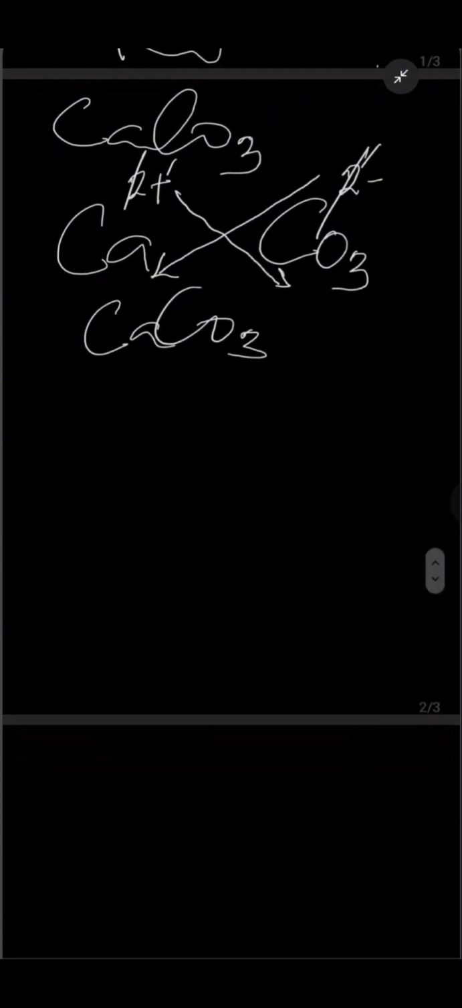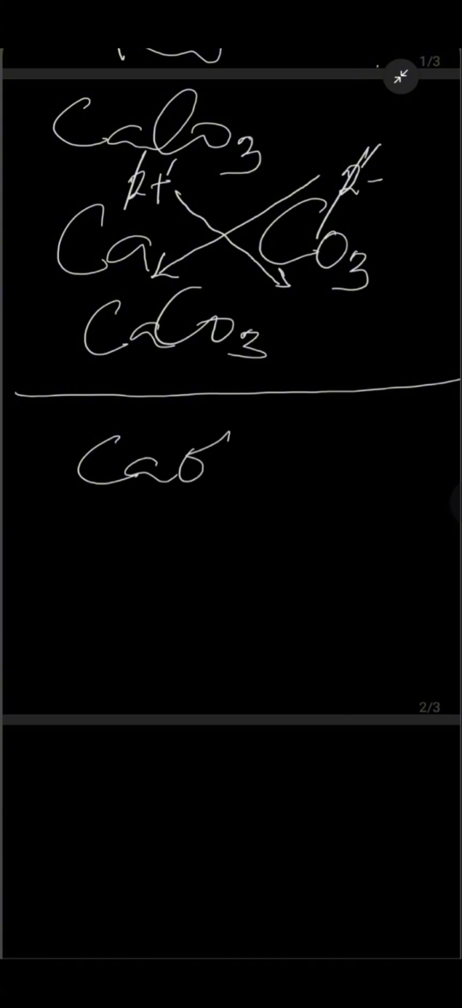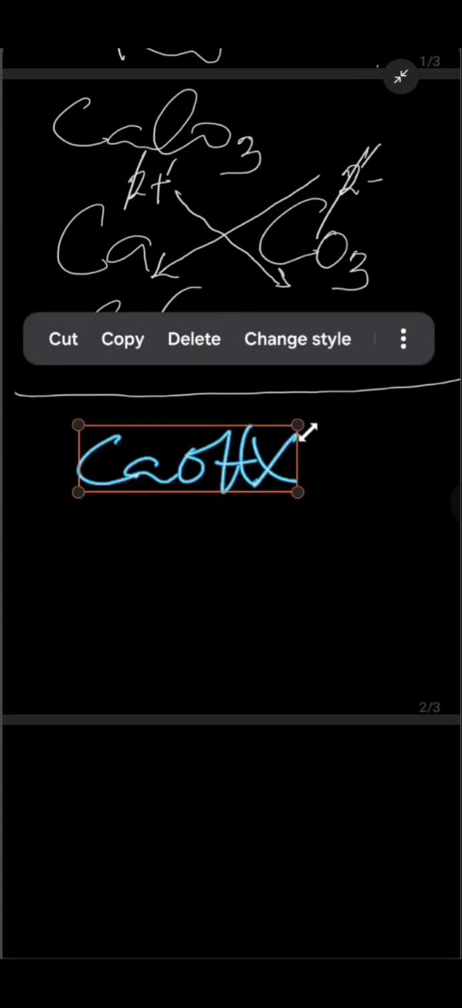So let's go to another compound. Let me use calcium hydroxide. You know, some people don't know how to write calcium hydroxide. Some people write it as CaOH. That's very wrong. That is very, very wrong. So you can't write calcium hydroxide as CaOH. Why is it wrong?